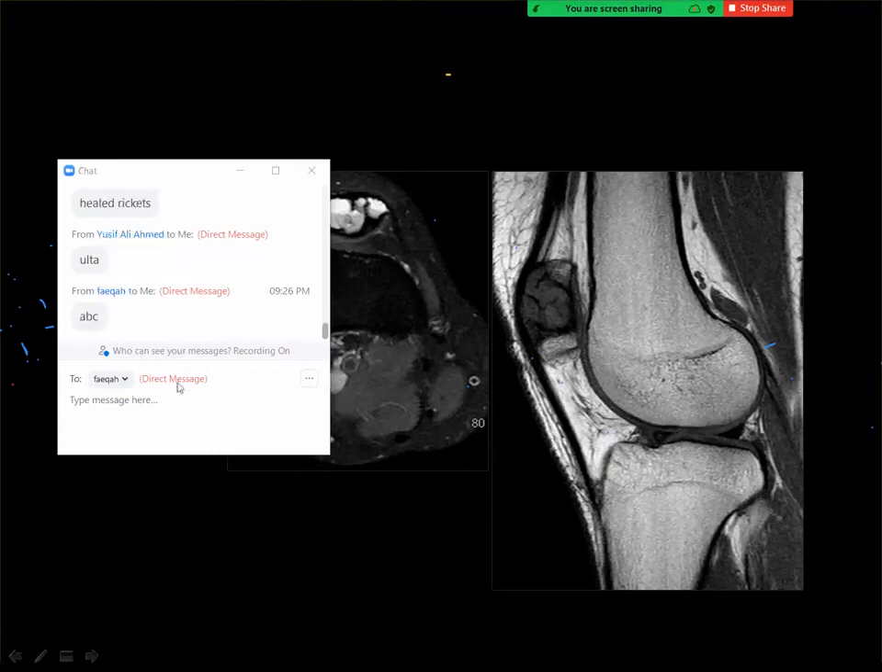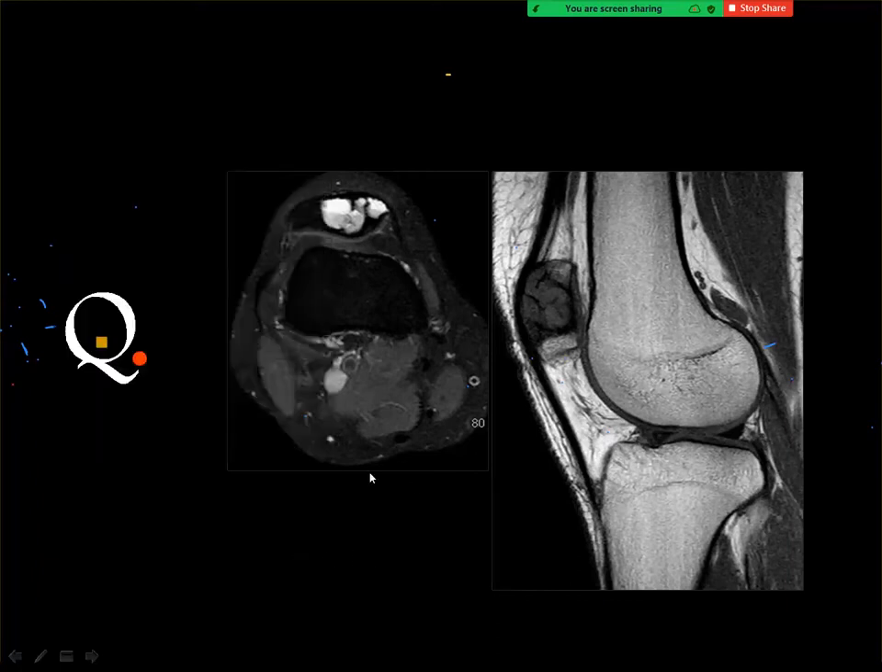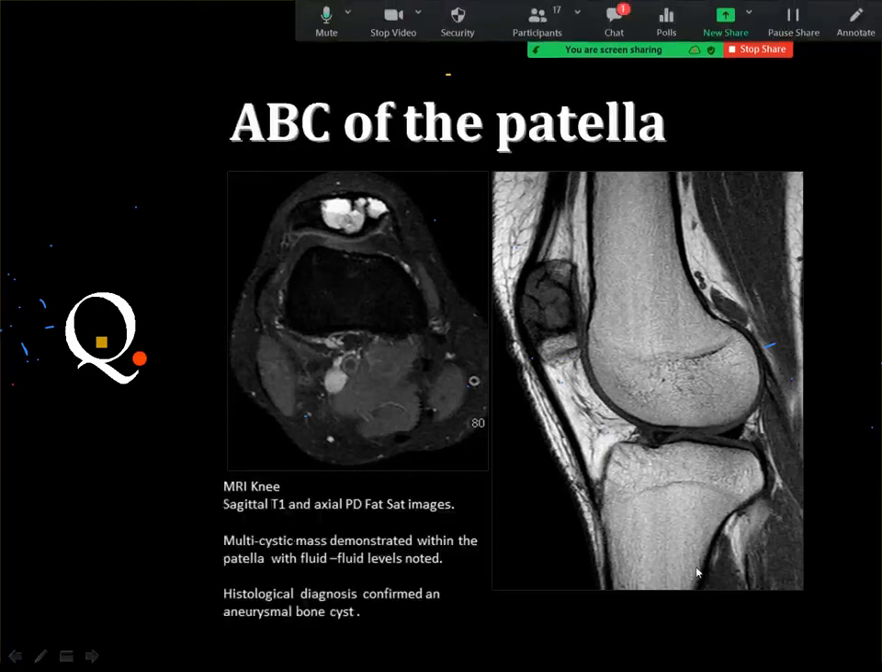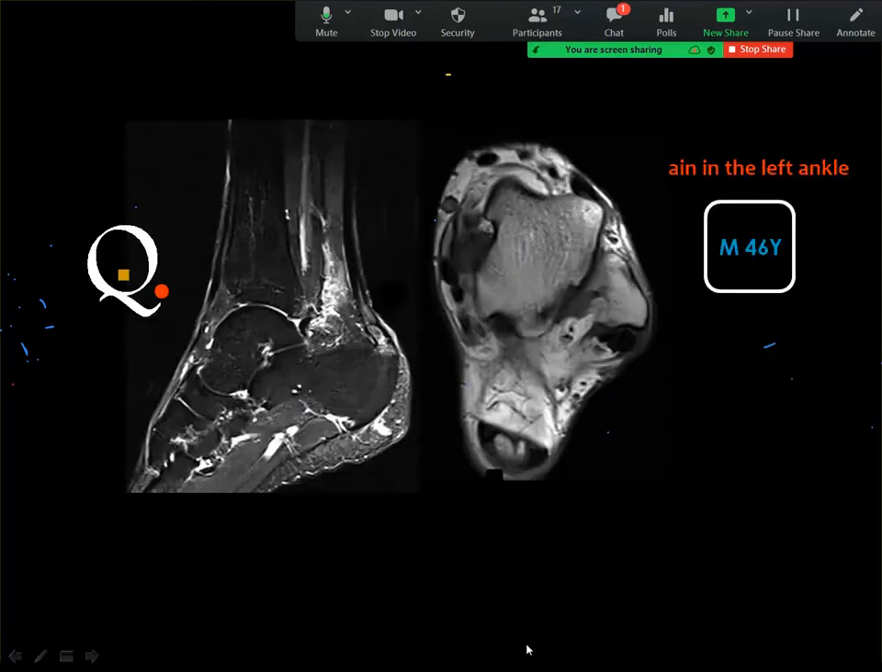Someone said that, I don't know what it means, but ABC is a very good possibility, and as many of you have said this, this is aneurysmal bone cyst of the patella, which is an odd site for the aneurysmal bone cyst. But if you look carefully in the STIR image, you can see some fluid levels, which is one of the characteristics of aneurysmal bone cyst. And this patient with pain in the left ankle joint, and you see this is sagittal STIR and axial T1.